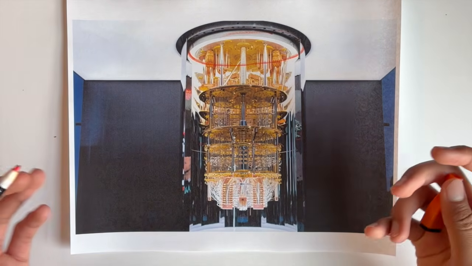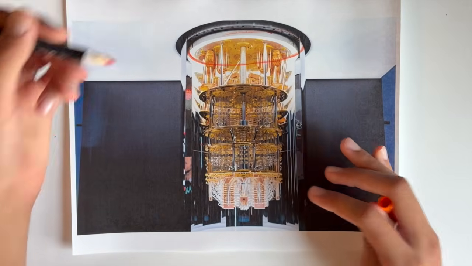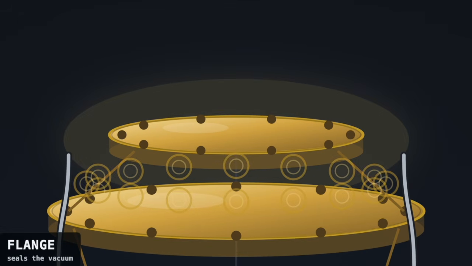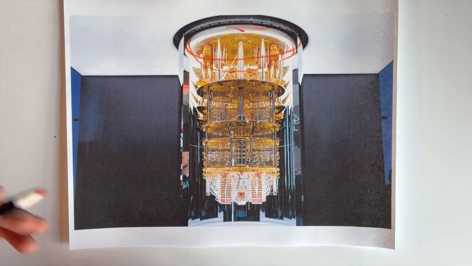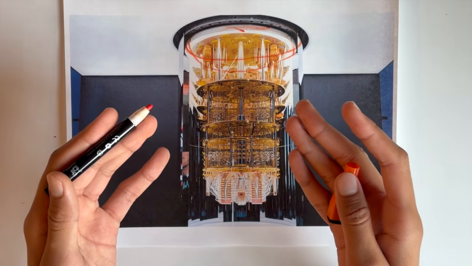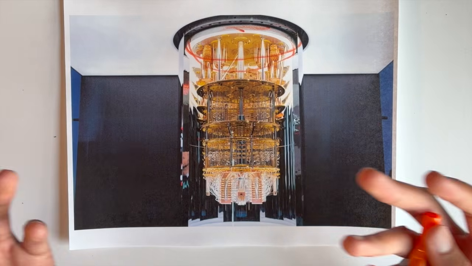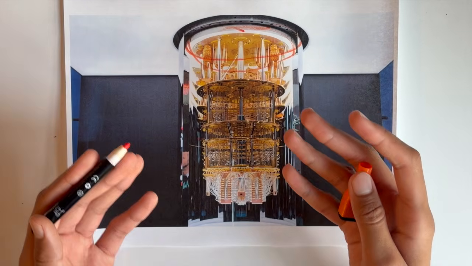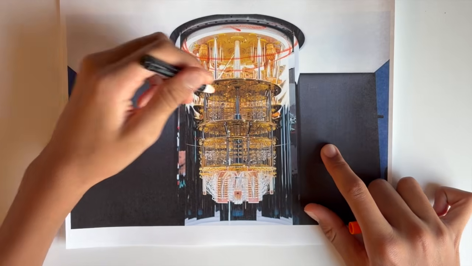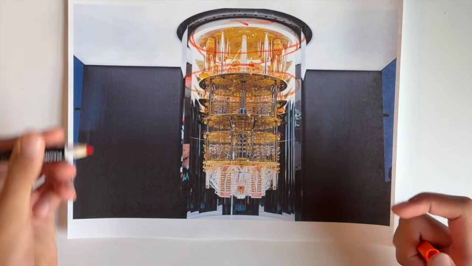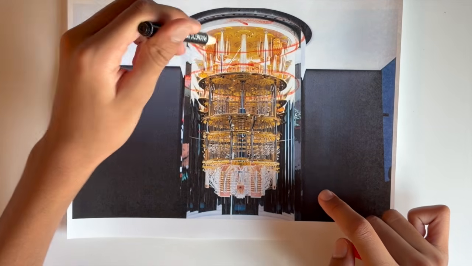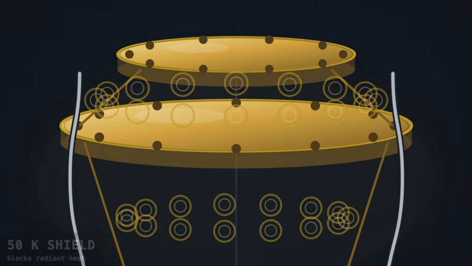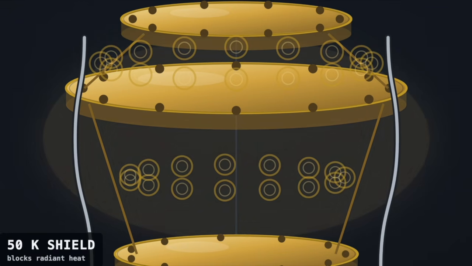The first step of cooling is the flange, which is over here. How else are you going to separate what happens inside the refrigerator from the outside world? The flange acts as a vacuum seal, which means that whatever is happening inside of this is a vacuum. That's how temperatures get so cold inside the refrigerator. The second stage over here is the 50 Kelvin radiation shield. This shield is what separates the helium from here to the helium from here. This acts as a shield to block out all of the radiation.